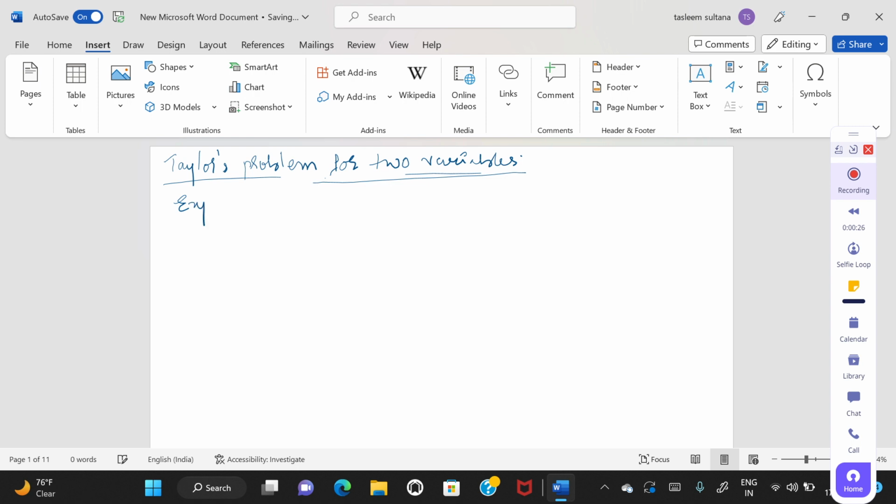Your question: expand e power x into sine y in powers of x and y. Here your given function is f of x comma y, which is equal to e to the power of x into sine y. This is our function. So what will we do?